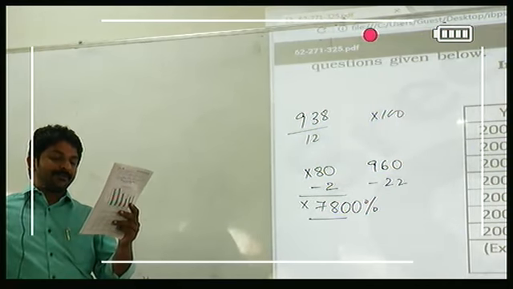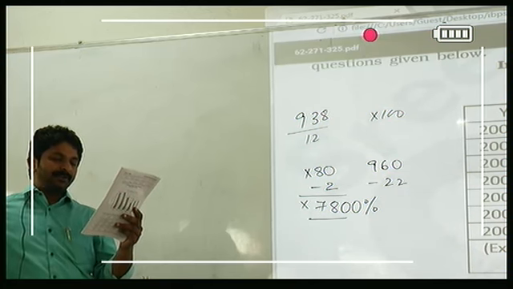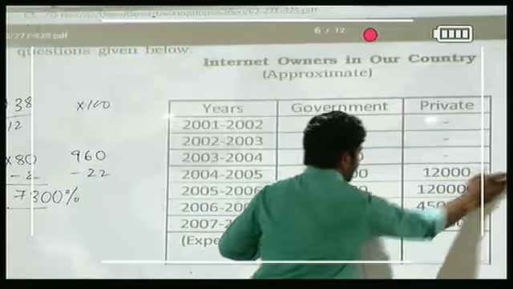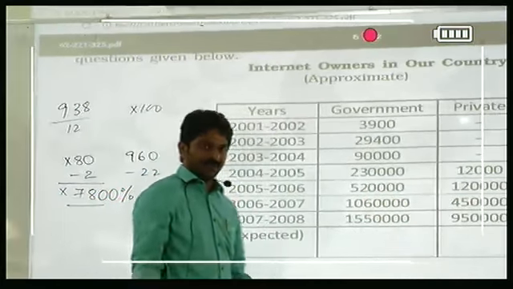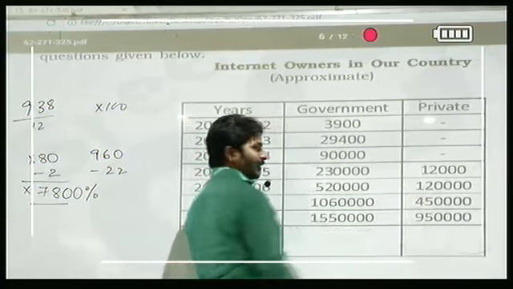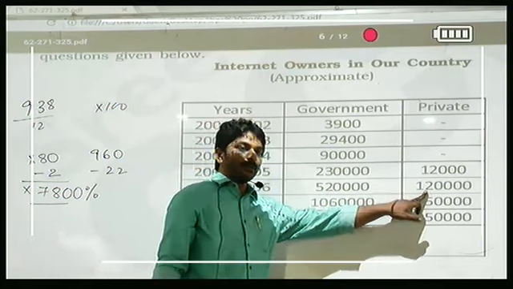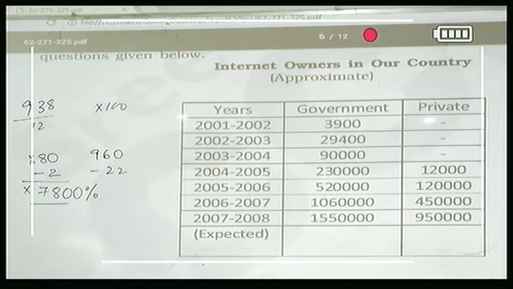What is the proportion of government internet owners and the private internet owners in the period of 2005 and 6? Government versus private. 4 zeros are common. Need not worry about it. Remaining numbers, 52 and 12. Both are multiples of 4, right? 4 how many times? 13 times. 4, 3 times. 13:3. Order is important. It's government versus private. 13:3.